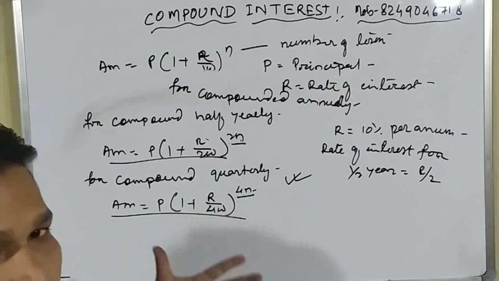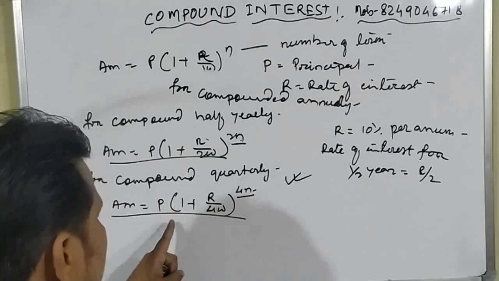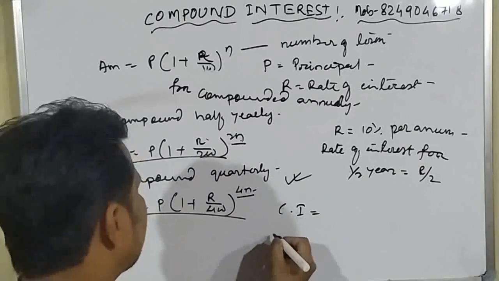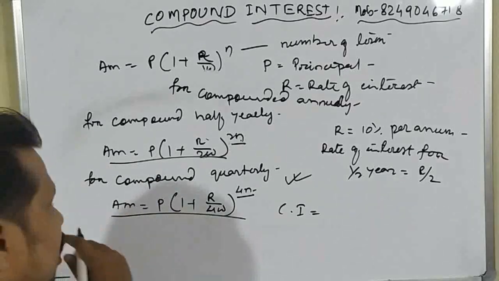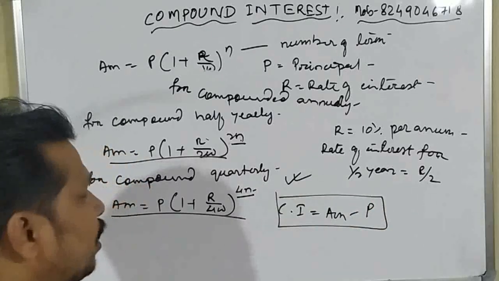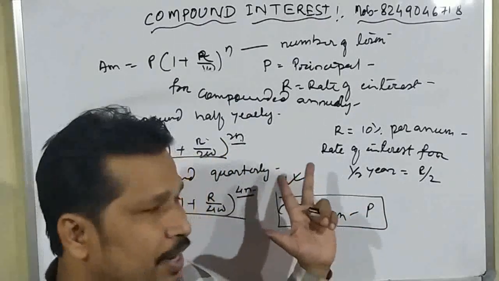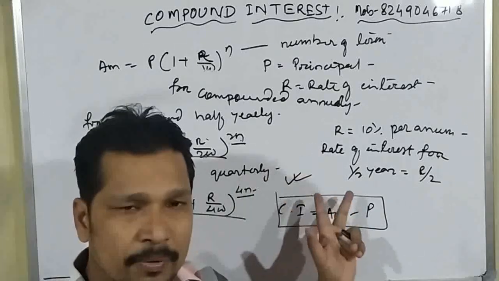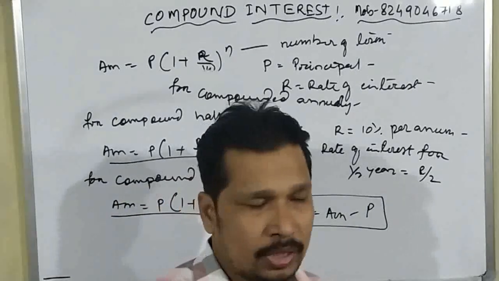By using this formula we can find the amount, and lastly, by subtracting the principal from the amount, we get the compound interest. How can we find the compound interest? It will be found by subtracting the principal from the amount. That means amount minus principal. Okay, students. In this way we can find the compound interest. Here we have discussed how to find the compound interest if it is compounded half yearly or compounded quarterly. So now we will do some examples.